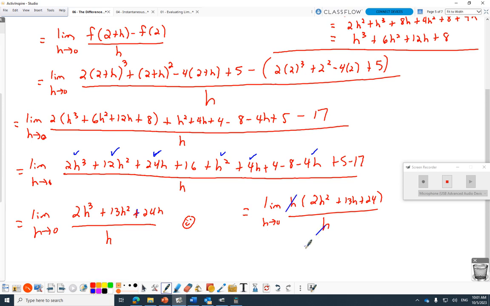Where is this slope heading towards? And it's heading towards the limit as h approaches 0 of 2h squared plus 13h plus 24 equals 24.